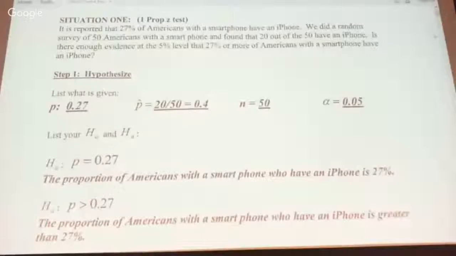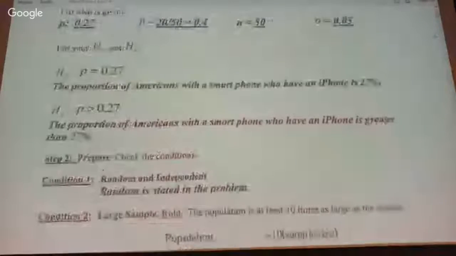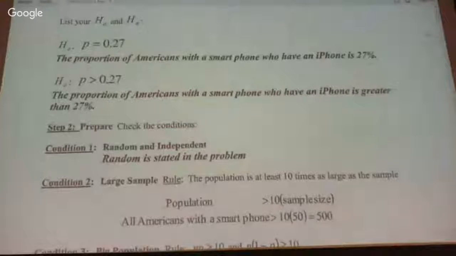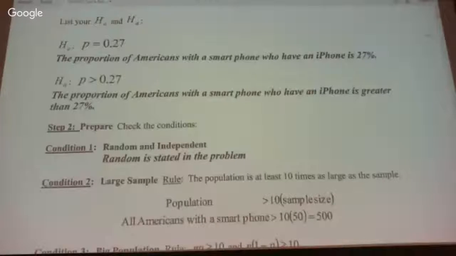H0 is P equals 0.27. We read that it's going to be greater than 0.27. Be careful of the words you use. Am I going to say the average or am I going to say the proportion? The proportion, the who and the what, of Americans with a smartphone who have an iPhone is 27% or is equal to 27%. And then HA, the proportion of Americans with a smartphone who have an iPhone, is greater than 27%. Are we okay?